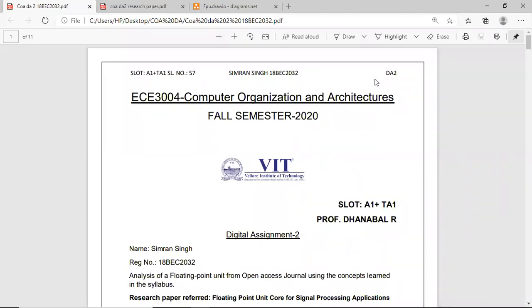I am Simran Singh, registration number 18BEC2032. I have finished this assignment for the course Computer Organization and Architecture under the guidance of Professor Dhanbal R.